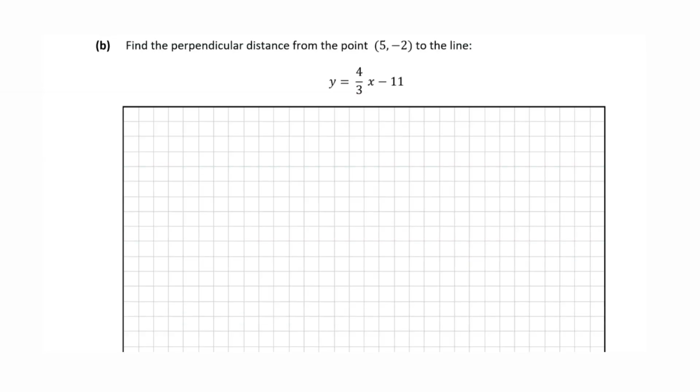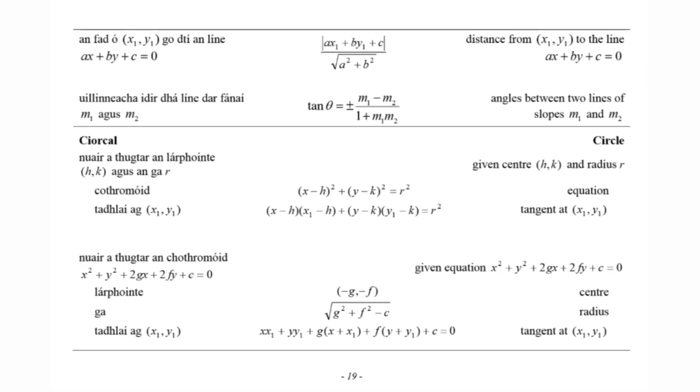In part B of the question, they want you to find the perpendicular distance from the point (5, -2) to the line y is equal to 4 over 3x minus 11. In order to solve this part of the question, you need to use a formula on page 19 of the formula and tables book. Here's page 19, and this time we're going to be using the formula that's located at the top of the page.